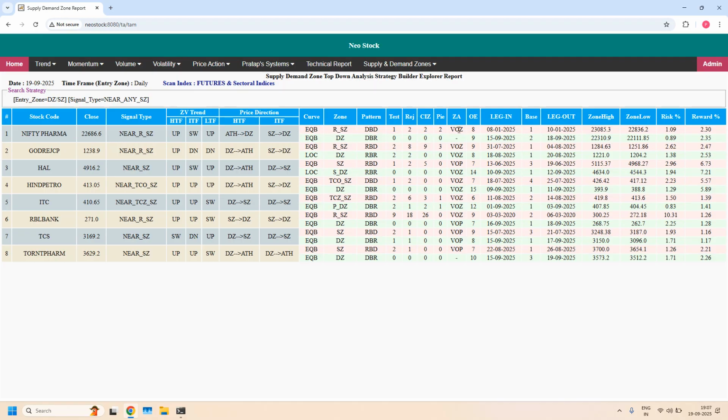High liquidity zone, first one is pierced zone, not valid. Godrej Consumer Properties is also pierced, not valid, but you can use it for pierced zone strategies. And we have RBL Bank. This is the only one high liquidity daily supply zone identified from this list. High priority, high liquidity daily supply zone.